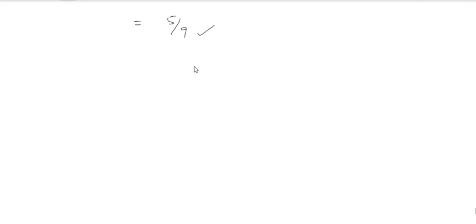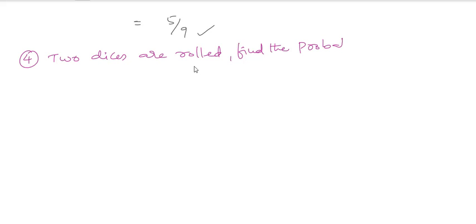Yeah, next, let me take one more problem. That is problem number 4. Yeah, again, 2 dice are rolled. Find the probability that neither sum 7 nor sum 11. Find the probability that neither sum 7 nor sum 11. So this is the question. Am I right or not? Yeah. Can you solve this?